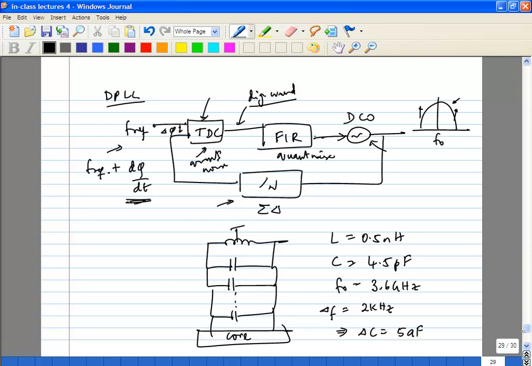But typically, all of these things are going to be clocked at the reference frequency. And so at the reference frequency, you are definitely going to get very large spurs. There's no doubt about that.